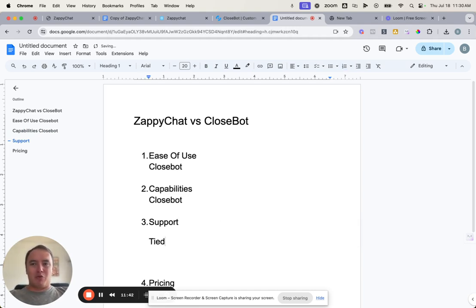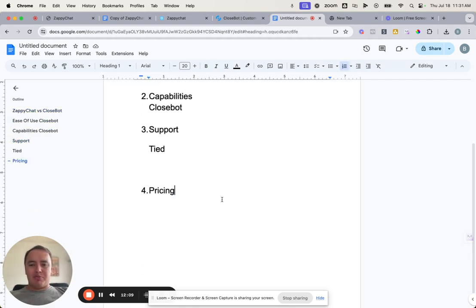just because ZappyChat does have more support calls that you can attend, but I didn't think they were necessarily great support calls. Like I didn't get my questions answered when I attended a support call. But that being said, Closebot doesn't even really have those support calls. They do have a few live builds each week, and they also have a ton of stuff on YouTube. You are going to have to take the time to learn it if you want to actually use it. And then in terms of pricing, they're similar.